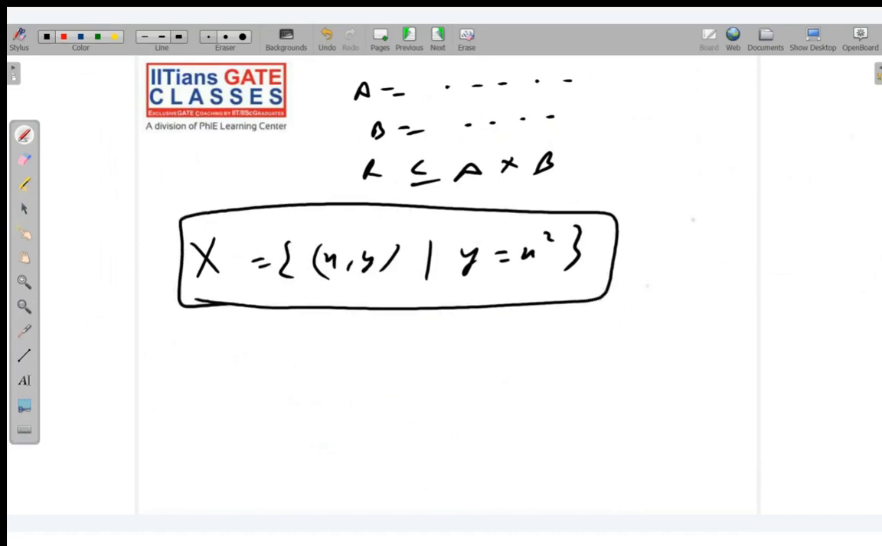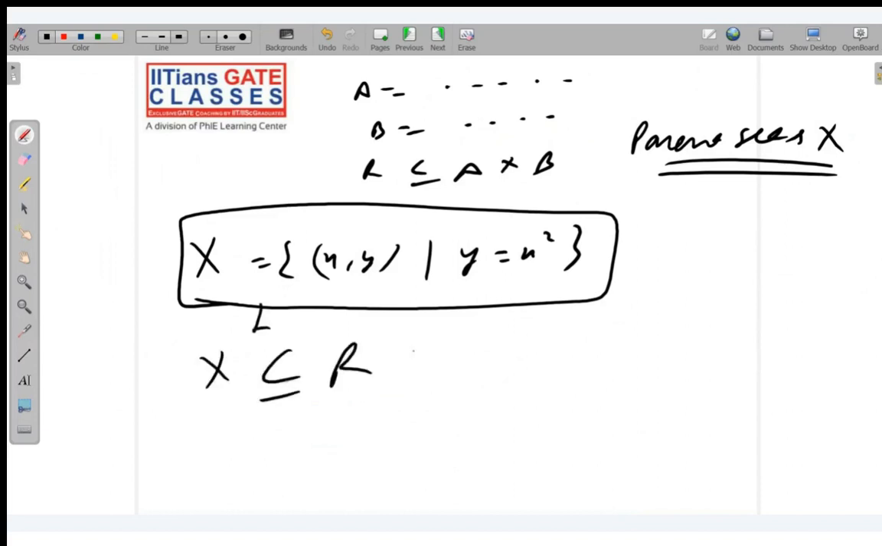So directly and indirectly, the parent sets are missing. Parent sets are not given to you, and I have directly given you this relation. So how will you imagine them? Obviously we will take them as real numbers. So you will simply say X is a subset of R cross R. When parent sets are missing, you will consider them as real numbers.